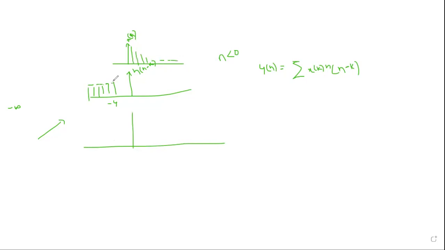There is no overlap, right? No overlaps. So what do I get here? Zero multiplied by anything is 0, so y of n is going to be 0. For n equal to minus 4, there is no overlap. Till n equal to minus 3, there is no overlap. Till n equal to minus 2, no overlap. Till n equal to minus 1, no overlap.